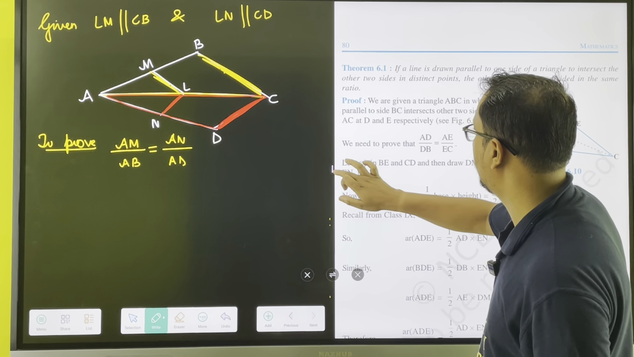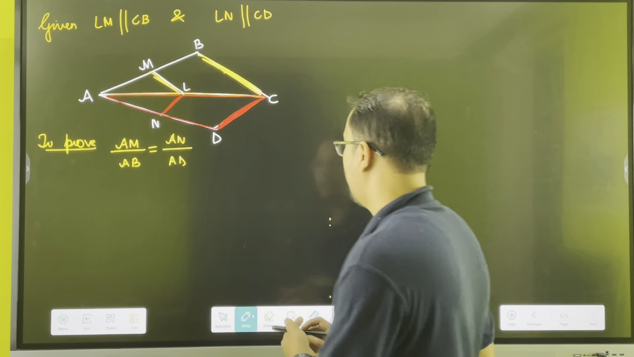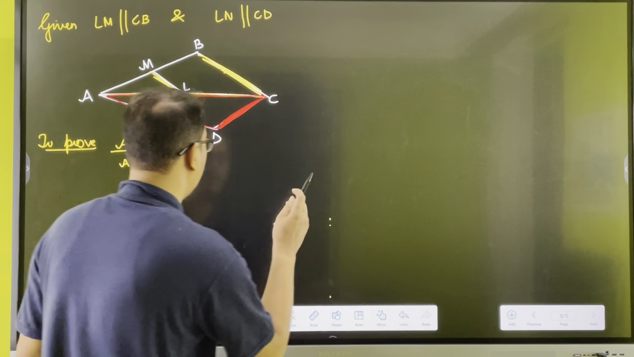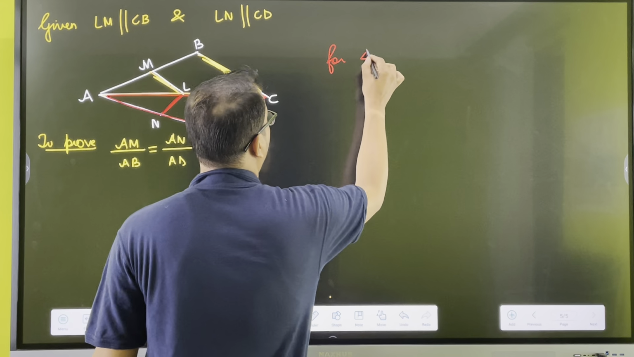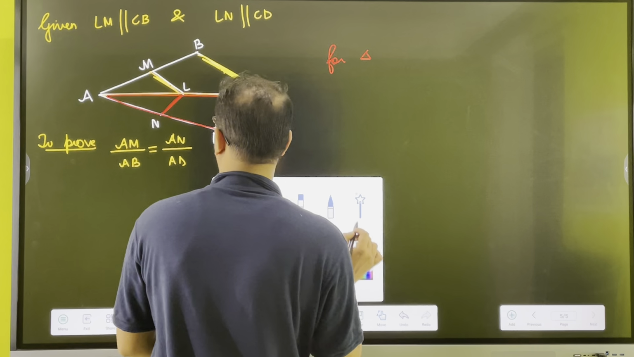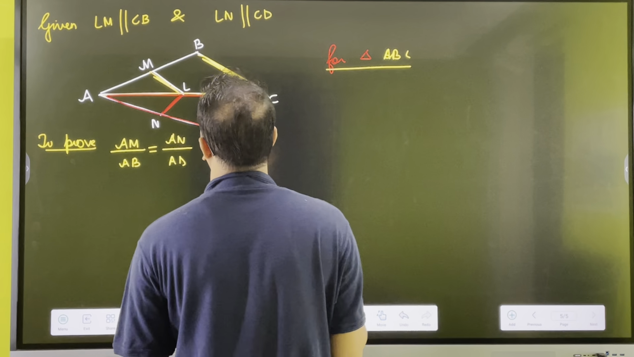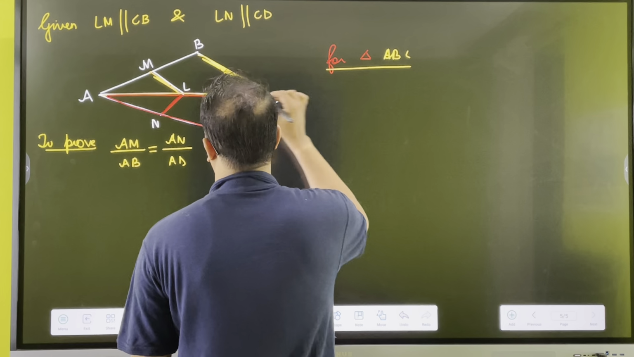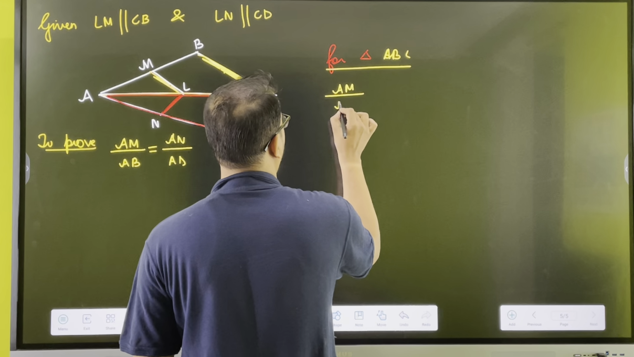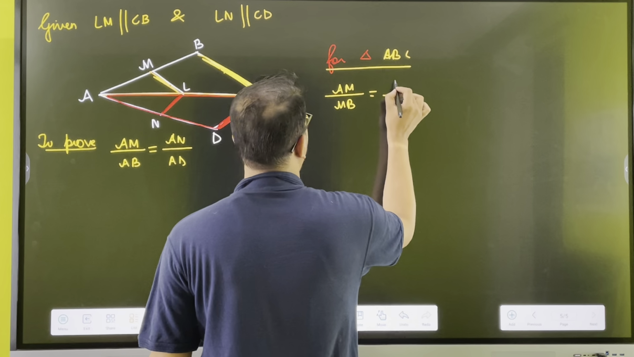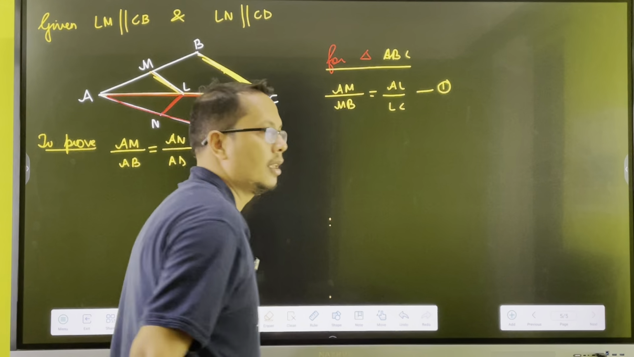So now what we do? We close this one. So let's come back here. Applying the theorem for triangle ABC, if we apply the above theorem, since ML is parallel to BC, we can write AM by MB equals to AL by LC, and we mark it as 1. This much we can write.